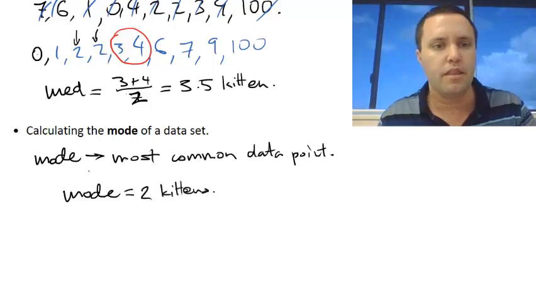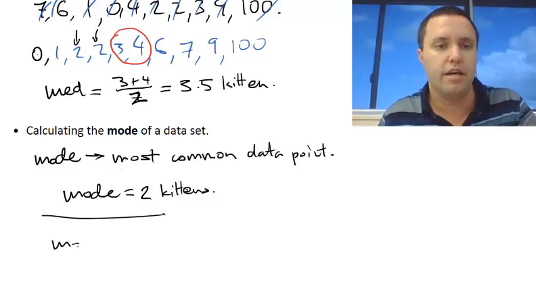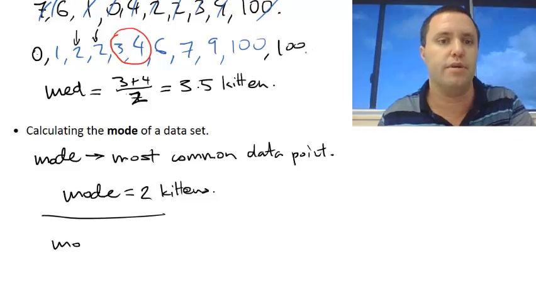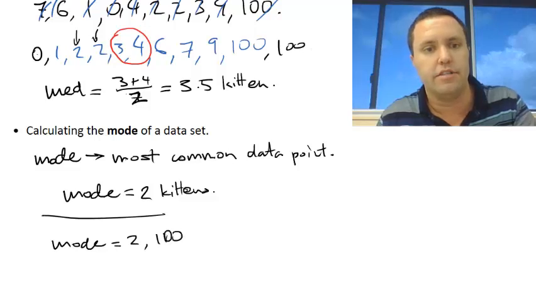Okay? If there is more than one mode, let's just say we interviewed an 11th person and they also said that they had 100 cats because they're weirdos, you might say the mode is 2 and 100 kittens.